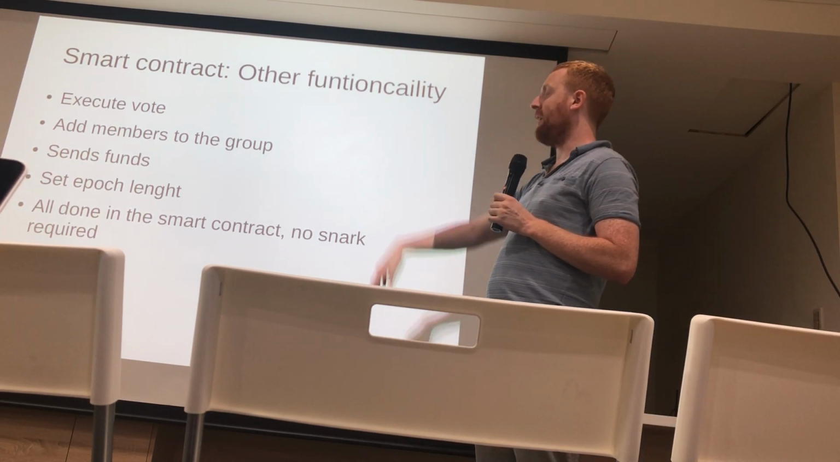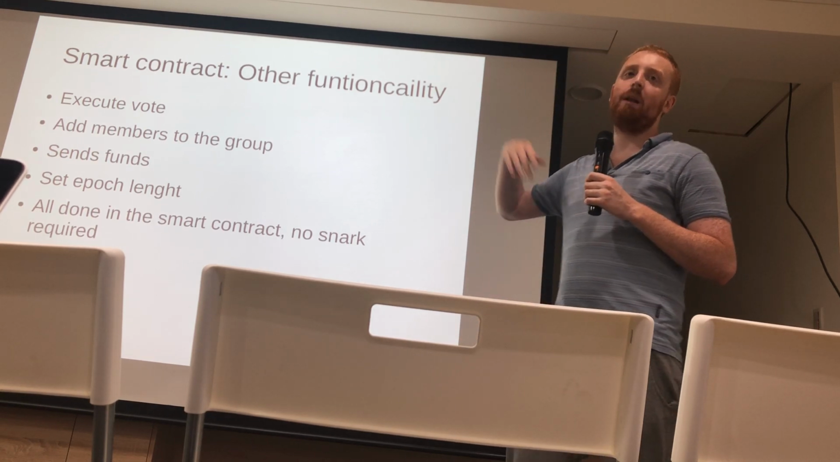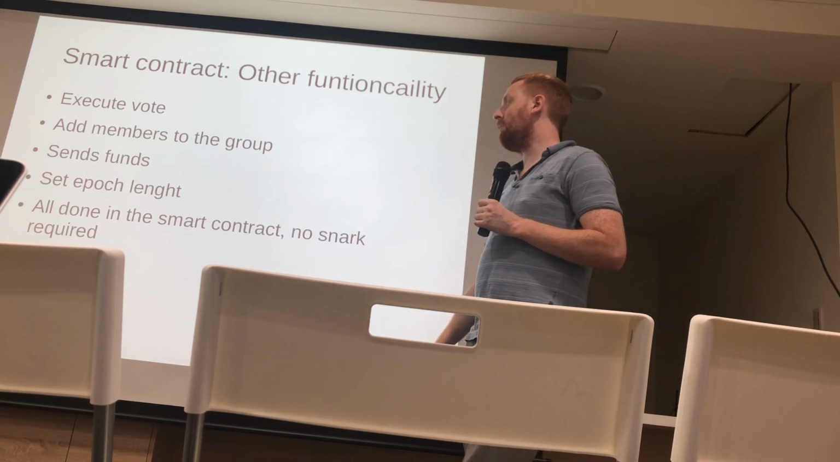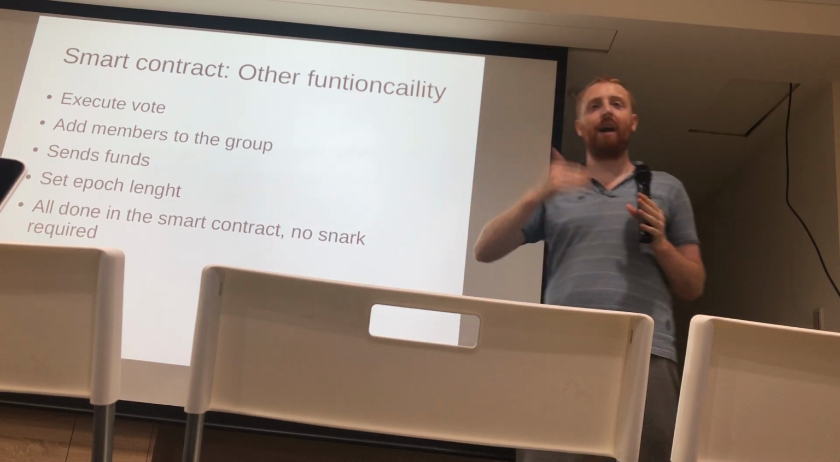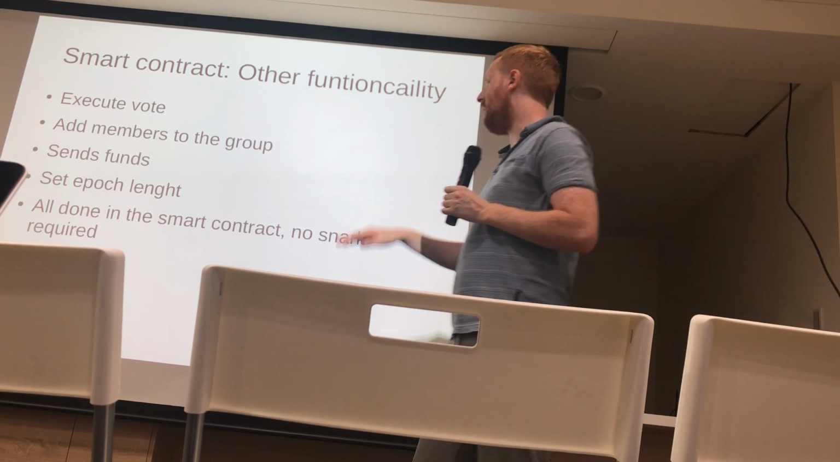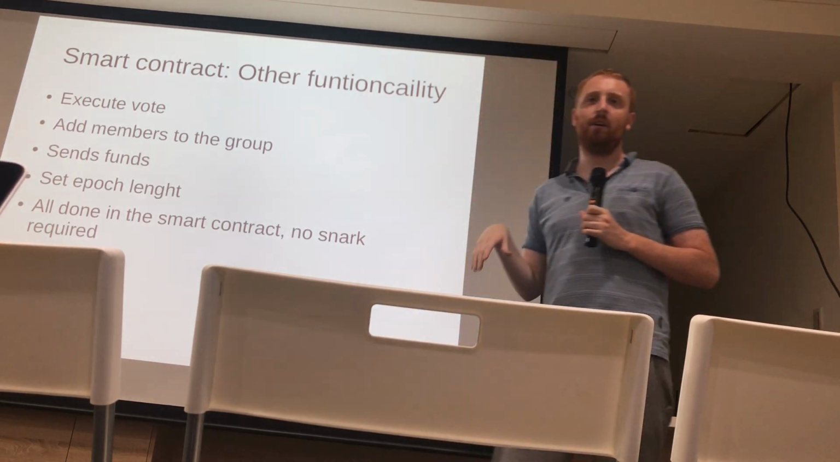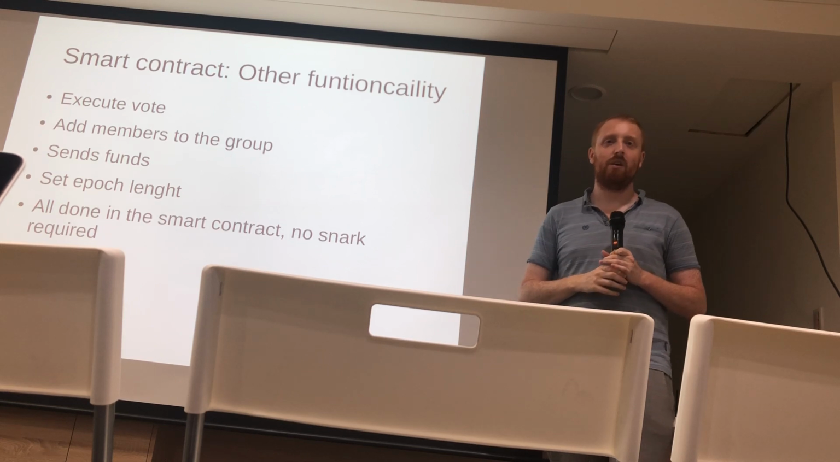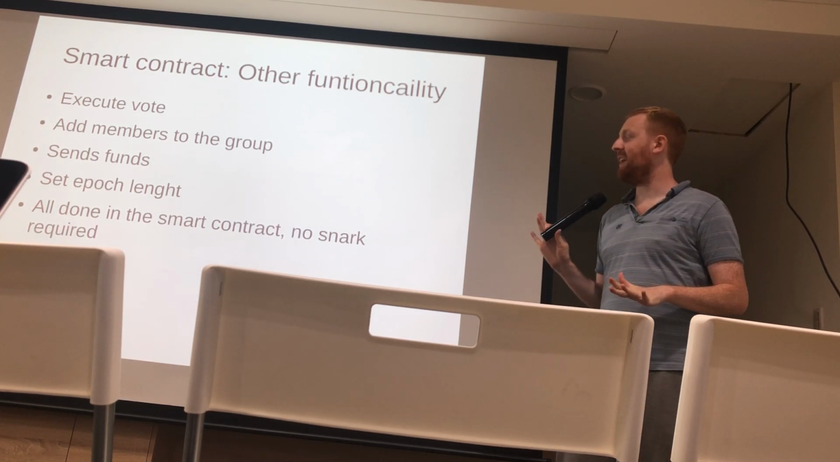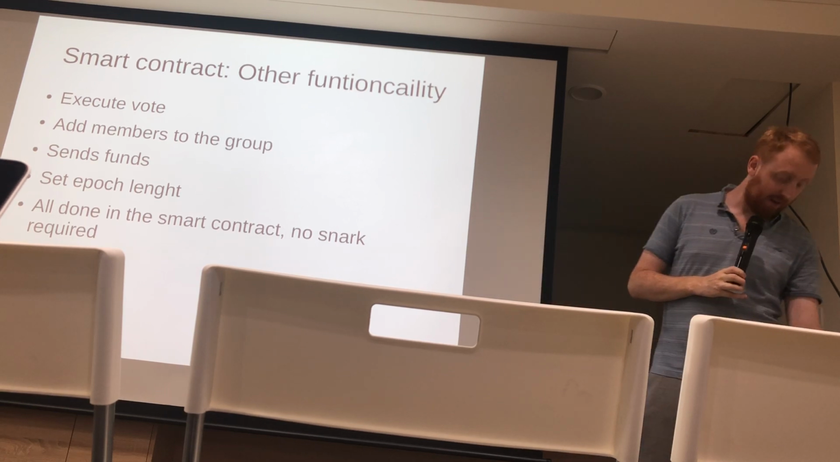You have a way to execute a vote, a way to add members to the group, a way to send funds there, and a way to set the epoch, the rate at which people are able to create polls. This is all done in smart contracts. We gloss over this for now, although it's probably a difficult engineering problem. It's not really in scope for this talk. Okay.